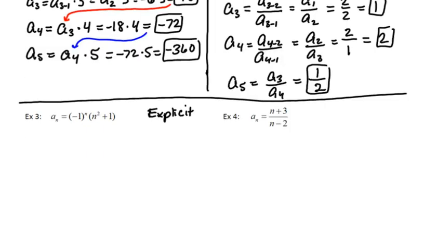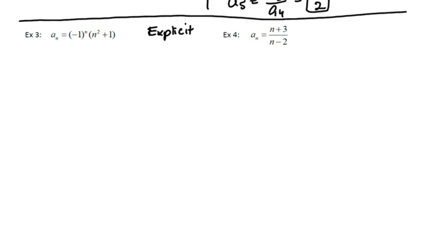Okay, now when we deal with an explicit rule, I don't start out being given any terms, so I just have to start with 1. A sub 1, put a 1 every place there's an n. -1 to the first, 1 squared plus 1. -1 to the first is -1. 1 squared plus 1 is 2. So my term is -2.